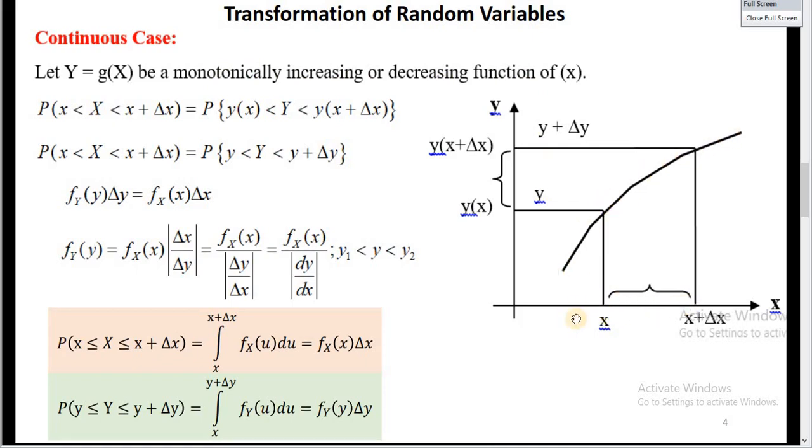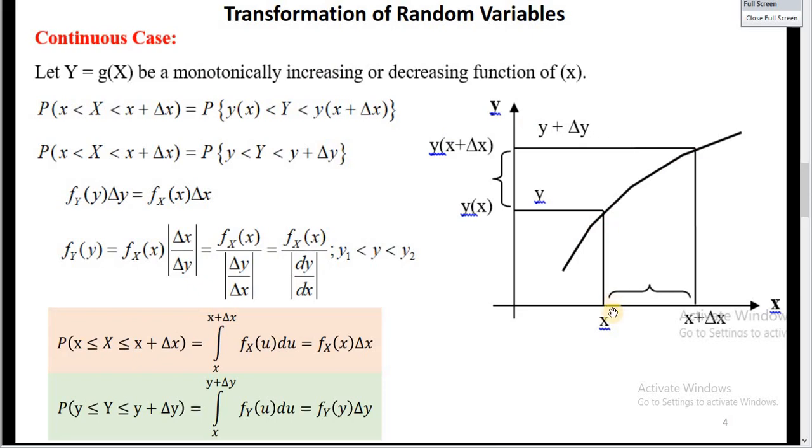As x increases, y increases. So the derivative in this case is always larger than zero, positive. So this is what we call a monotonic function.